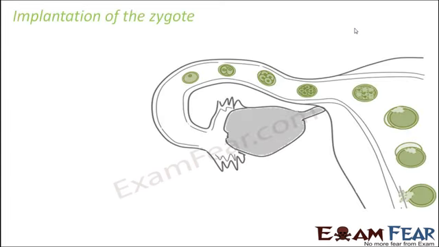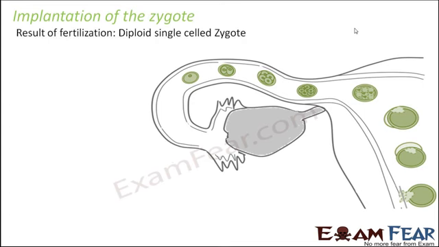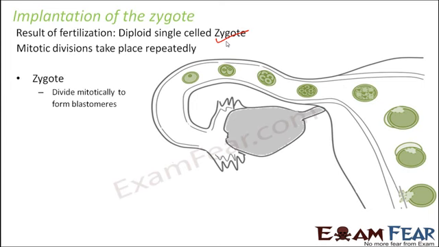Implantation of the zygote. As we saw, the result of fertilization is a single-cell diploid zygote, which we have already discussed. Now let us see what happens to this diploid single zygote. Mitotic divisions take place repeatedly. When it takes place repeatedly, what happens? The zygote divides mitotically to form blastomeres.